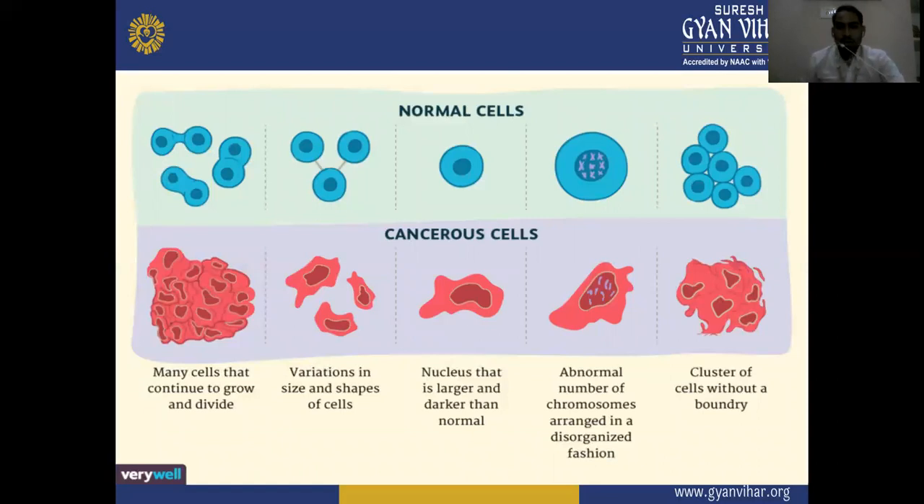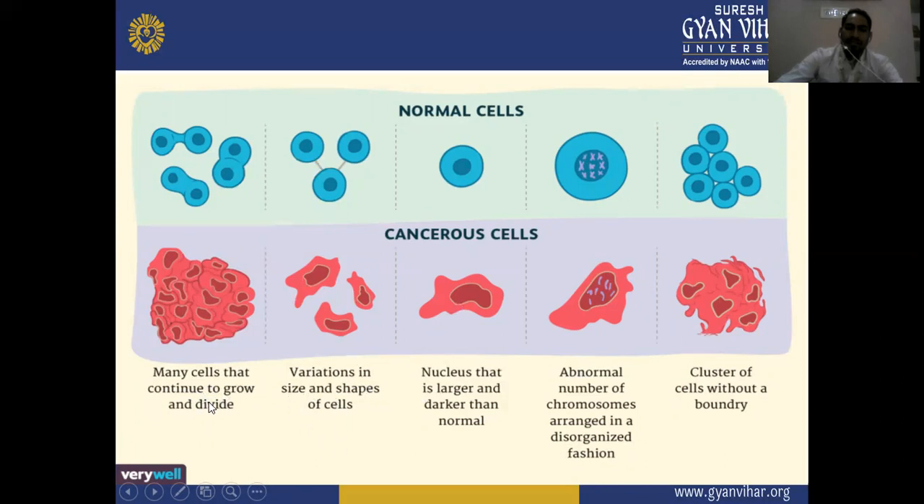Next one, normal cells and cancerous cells. The difference between a normal cell and a cancerous cell. This is the normal cell growth procedure, and this is the cancerous cell growth pattern, in which many cells continue to grow and divide, and there are variations in the size and shape of cancerous cells.